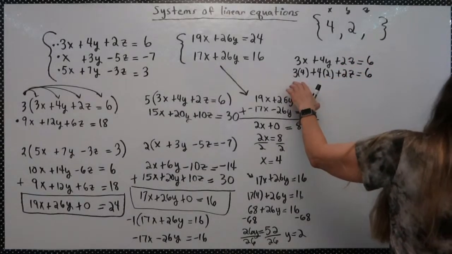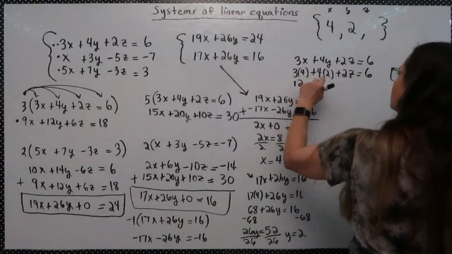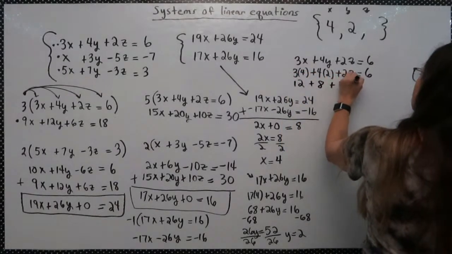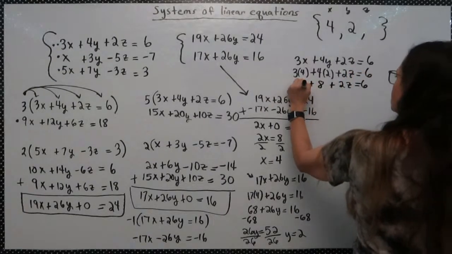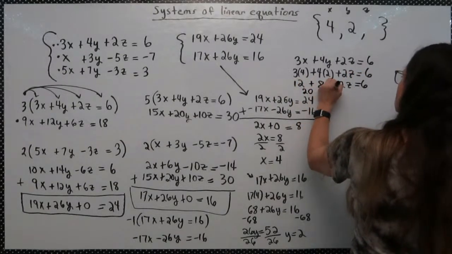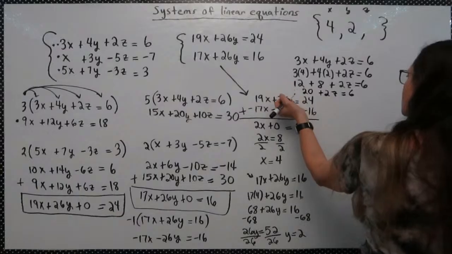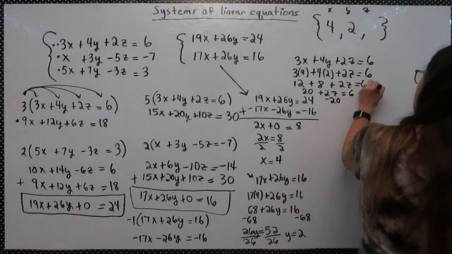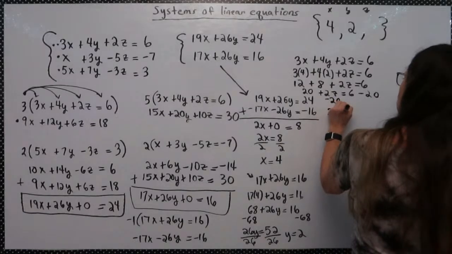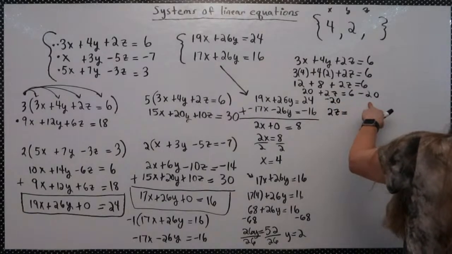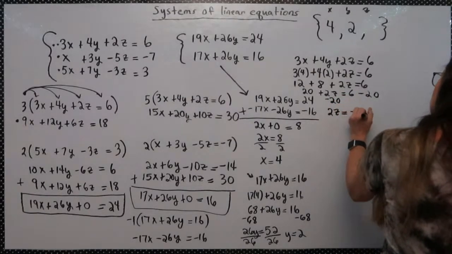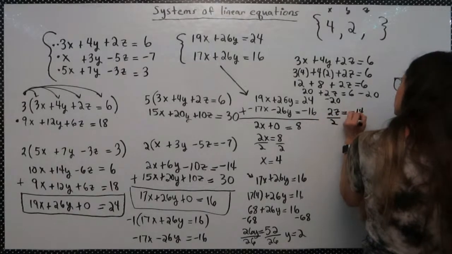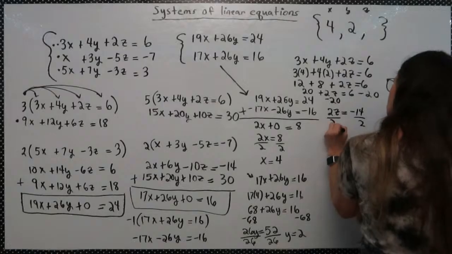3 times 4 is 12. 4 times 2 is 8. Plus 2z equals 6. And we have 20 plus 2z equals 6. And we're going to subtract 20 from both sides. And we'll get 2z equals 6 minus 20, that's negative 14. And we'll divide off the 2. We got z equals negative 7.